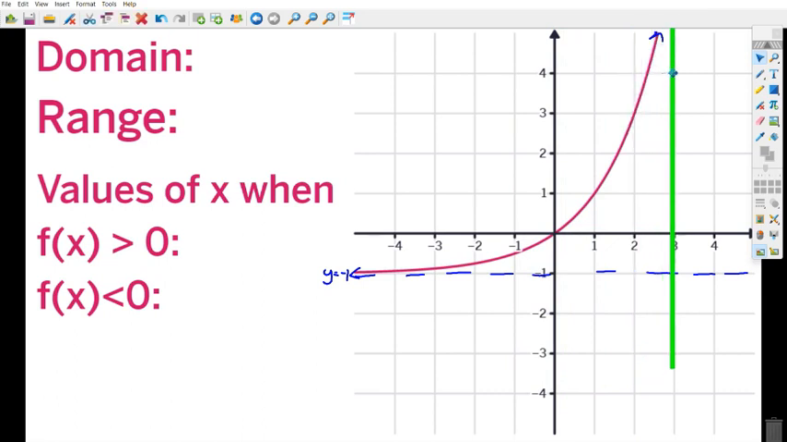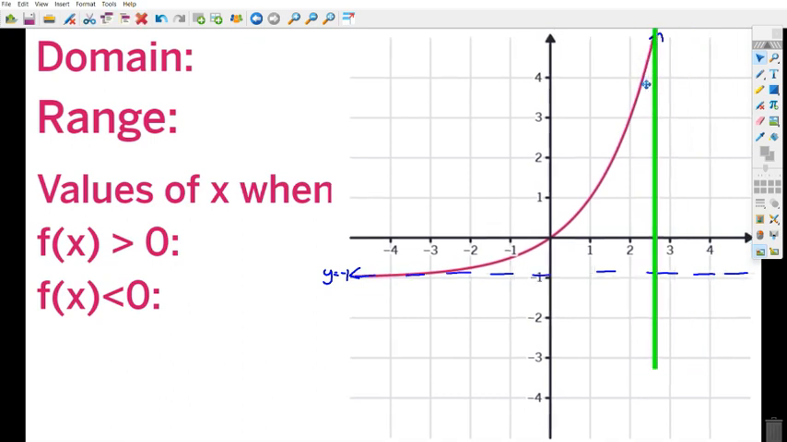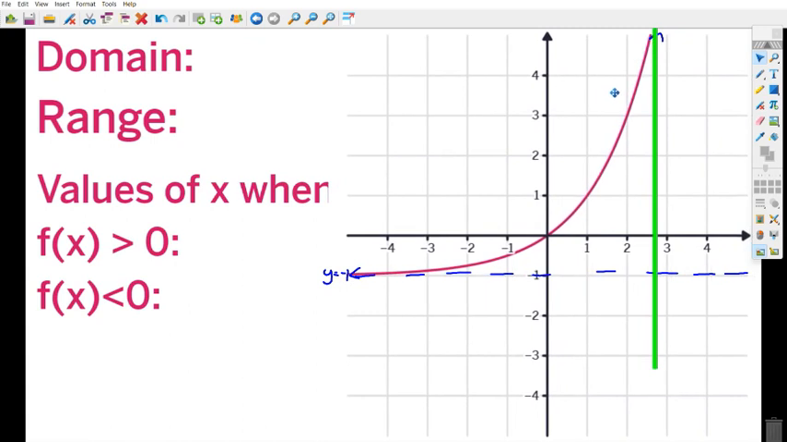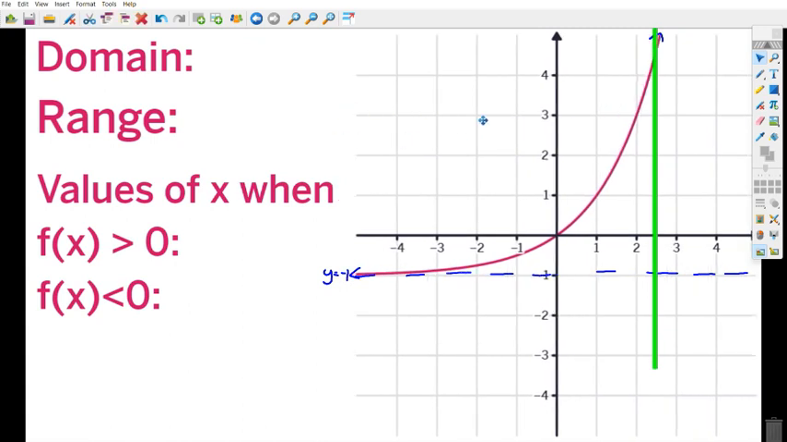Okay? So my graph is still touching. It's still touching my line. Okay, my ruler is still touching my graph there. Okay. I hope you guys can see that. I hope it's clear. Okay?